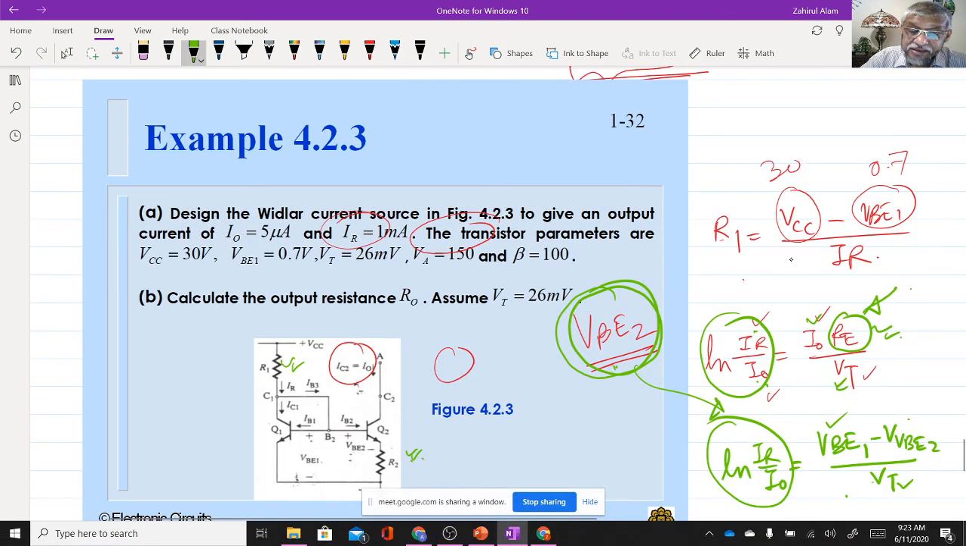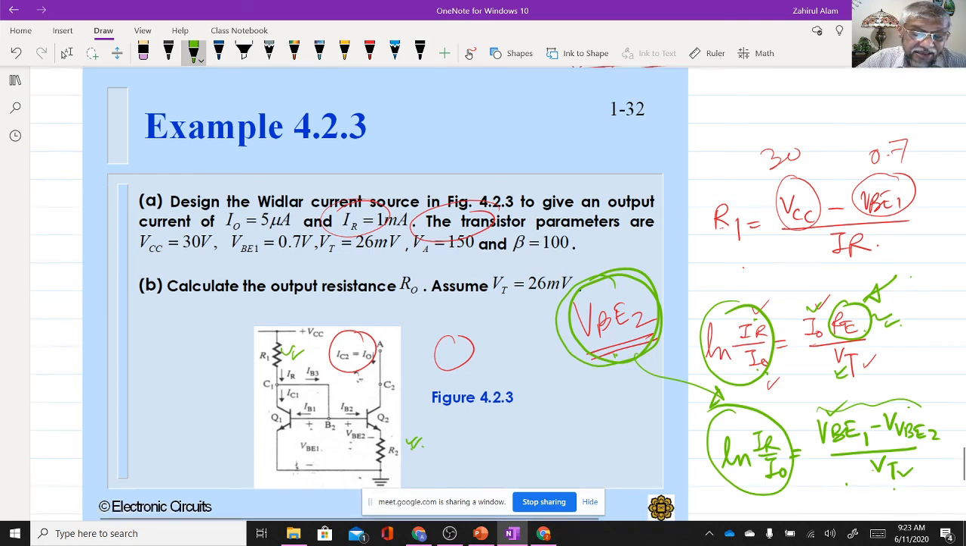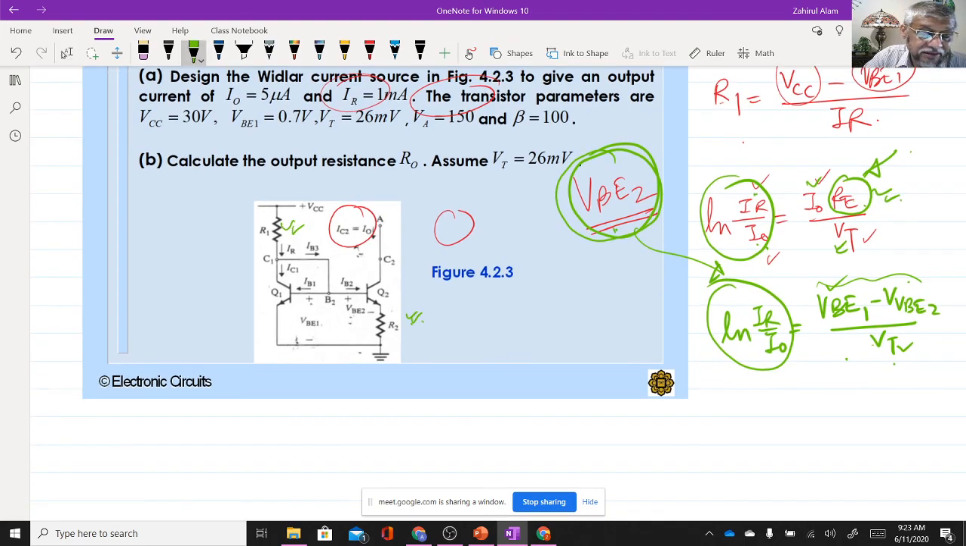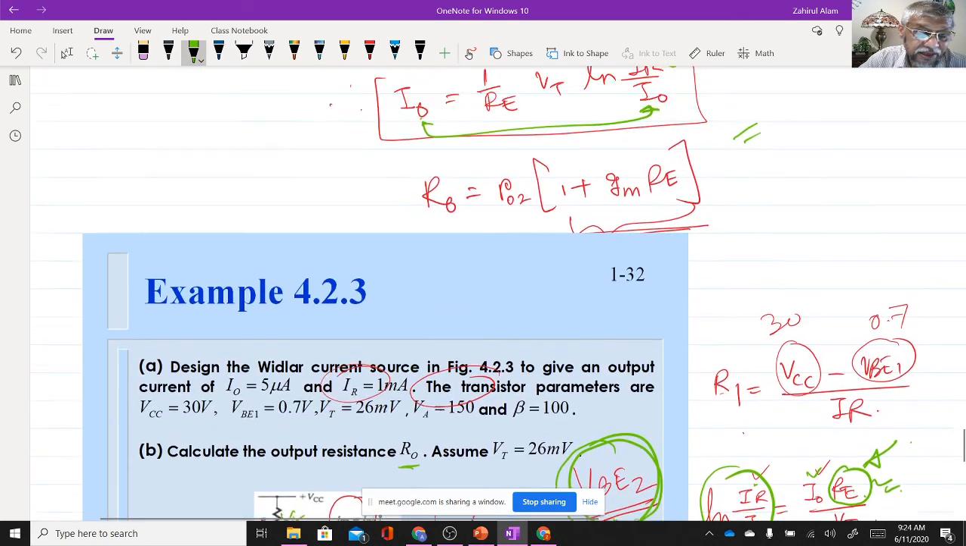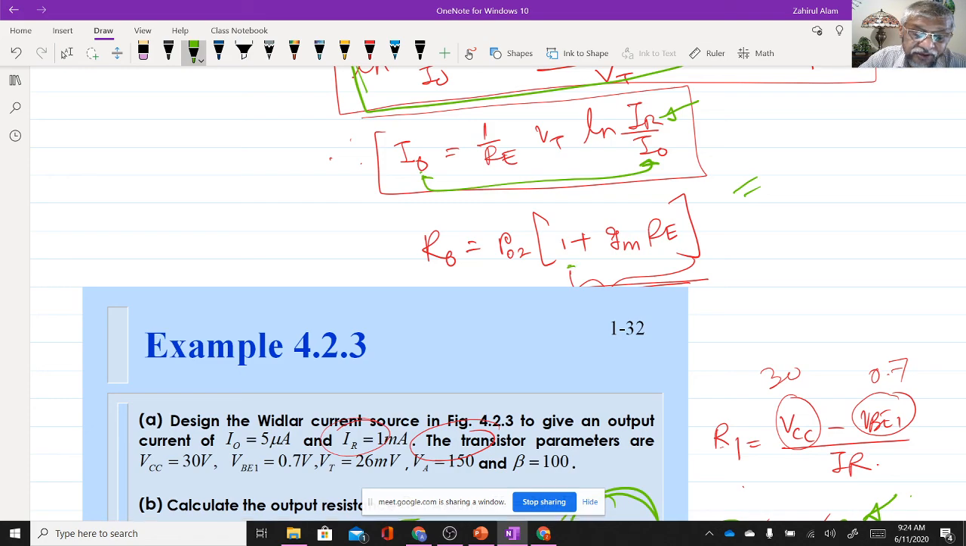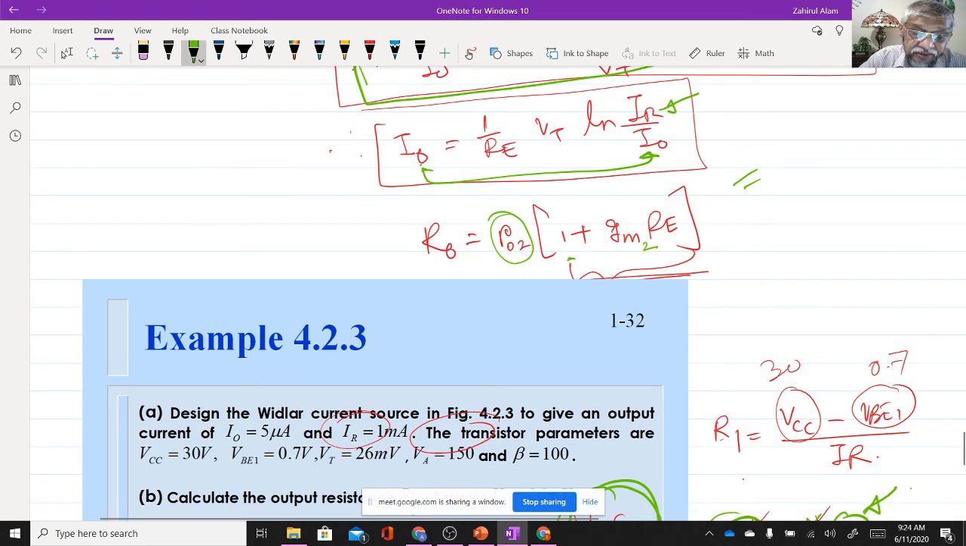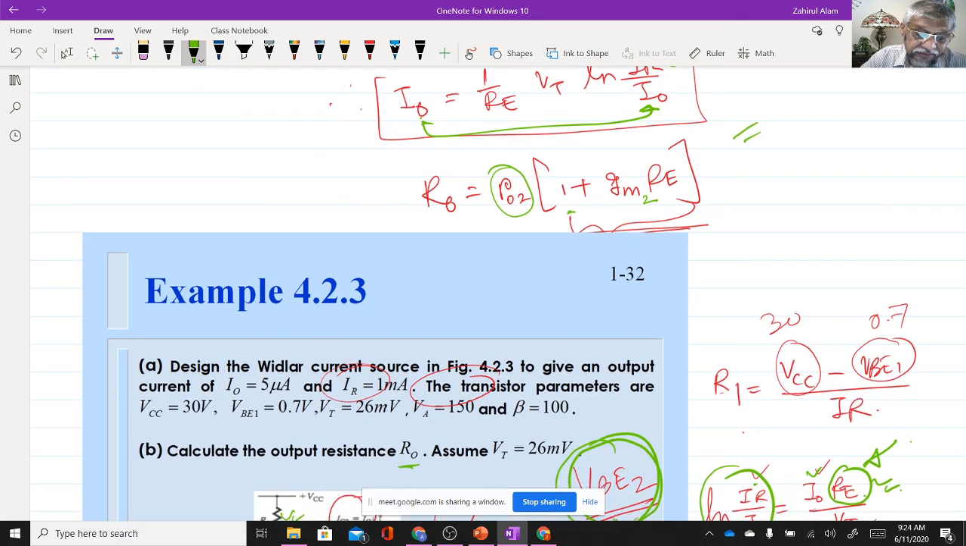So we need to write these three equations in order to solve, because this whole I naught RE is related to this one. And next question is how to find the output resistance. As I mentioned, output resistance is given by this formulation, and we know how to find R02. And also we know how to find GM2. So how to find GM2?